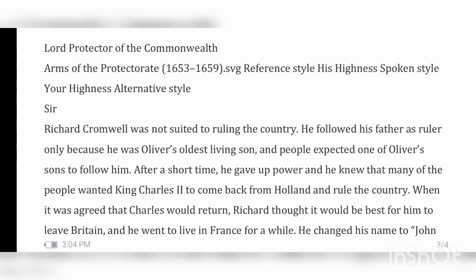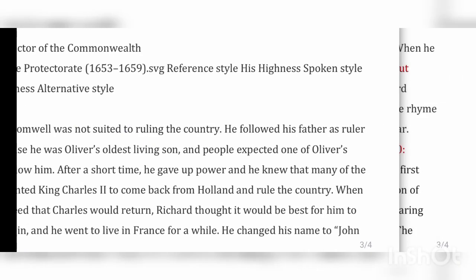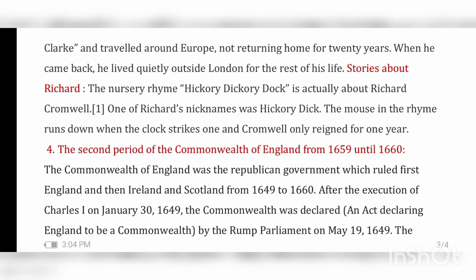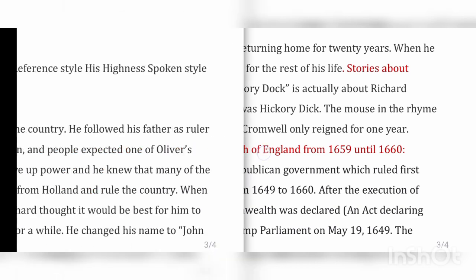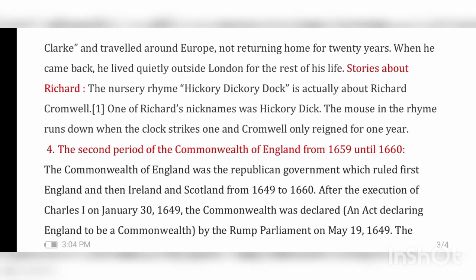Okay, when it was agreed that Charles would return, Richard thought it would be best for him to leave Britain, and he went to live in France for a while. So Oliver Cromwell's son Richard, after his father's death, took over the duty, and when he knew that Charles II was coming back, he left Britain and went to France. He changed his name to John Clerk.